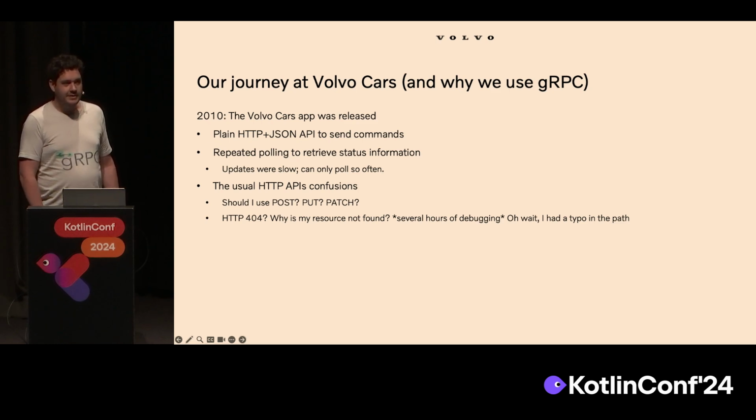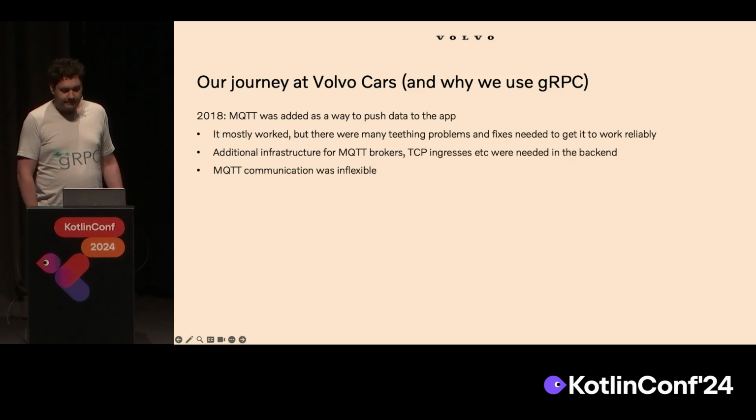Over the following years, there were many attempts to try to improve this. We had silent push notifications to trigger polling. There were some improvements, but it never became very great. Around 2018, we added support for MQTT.